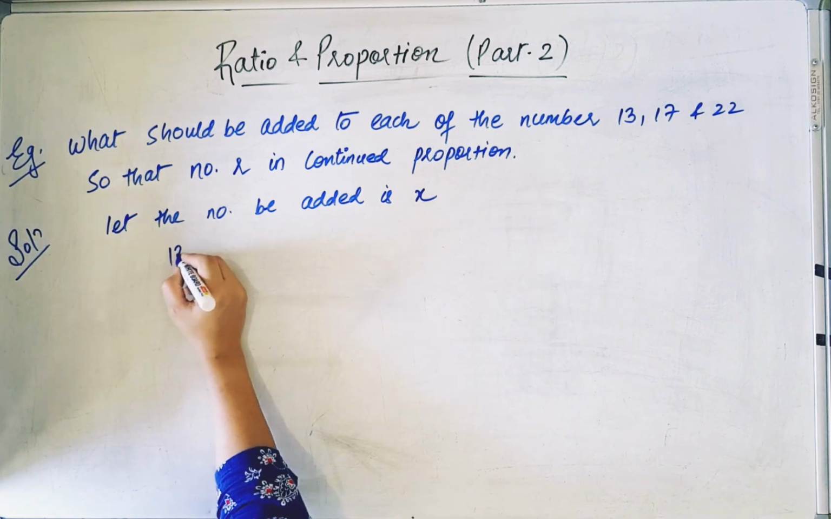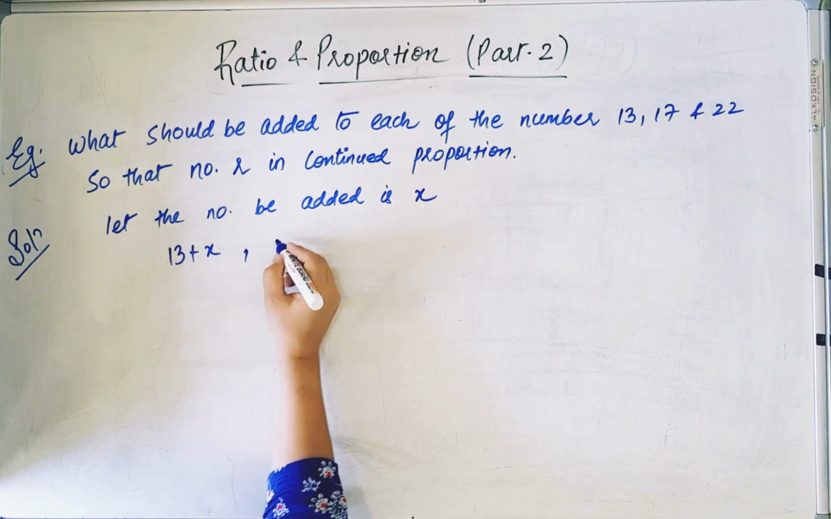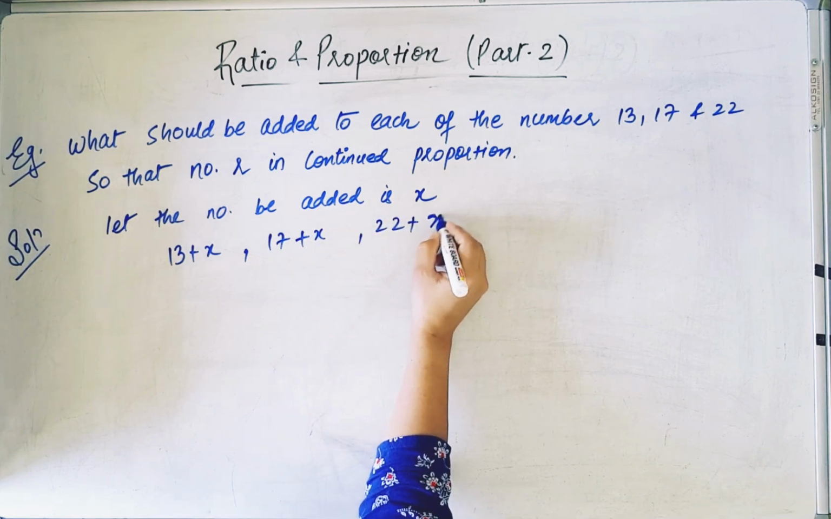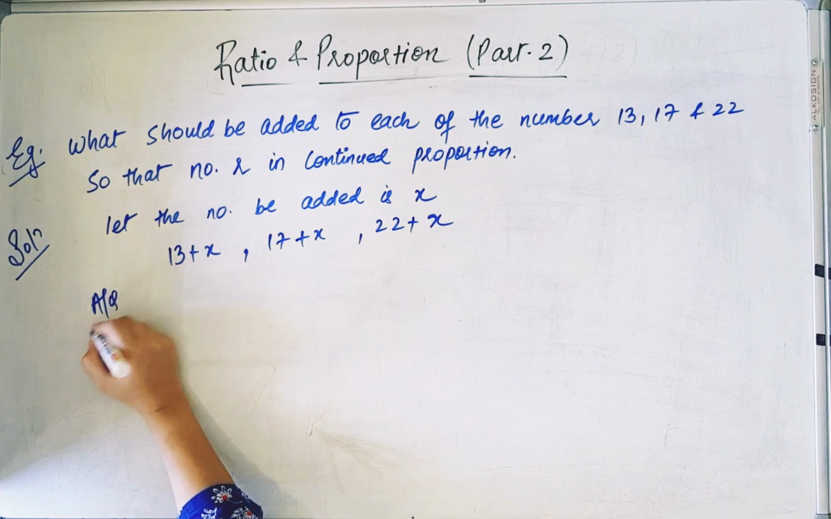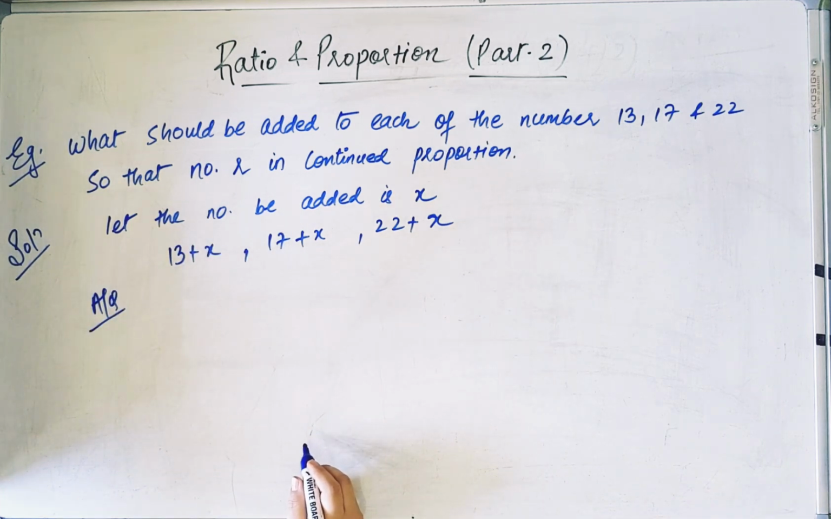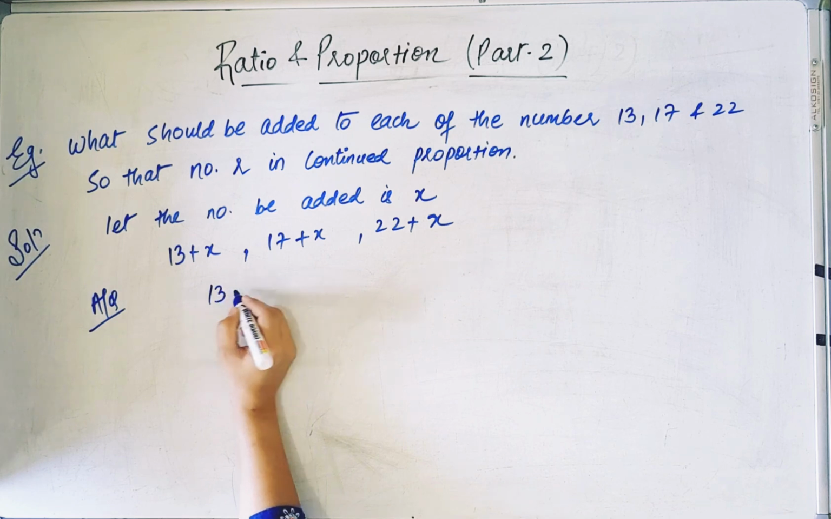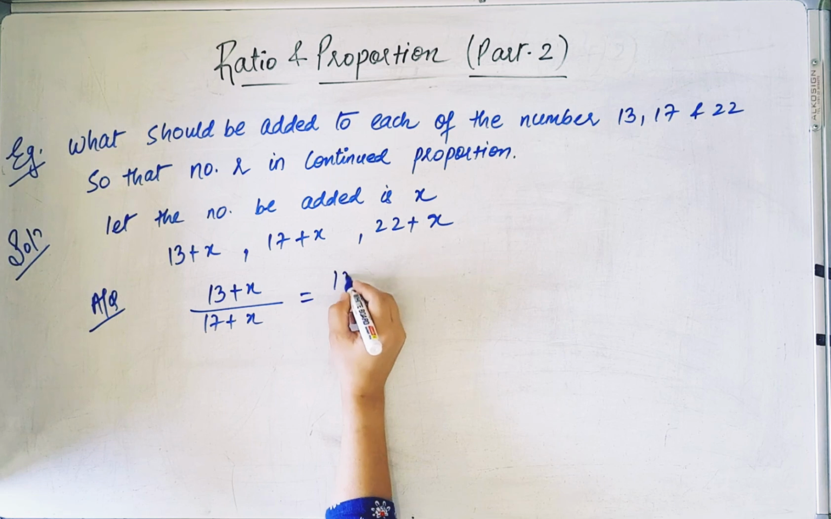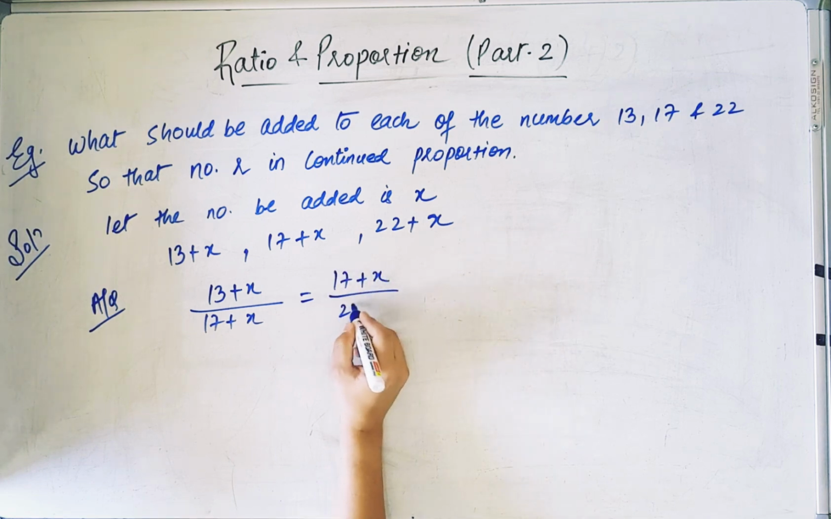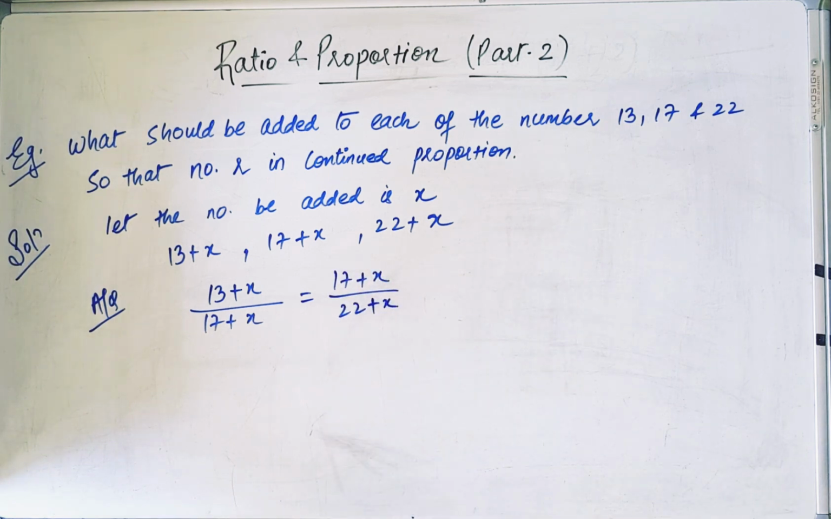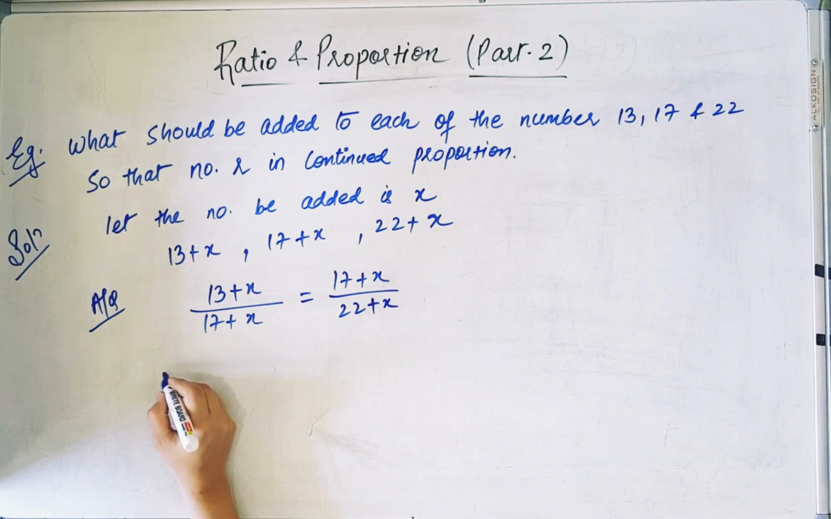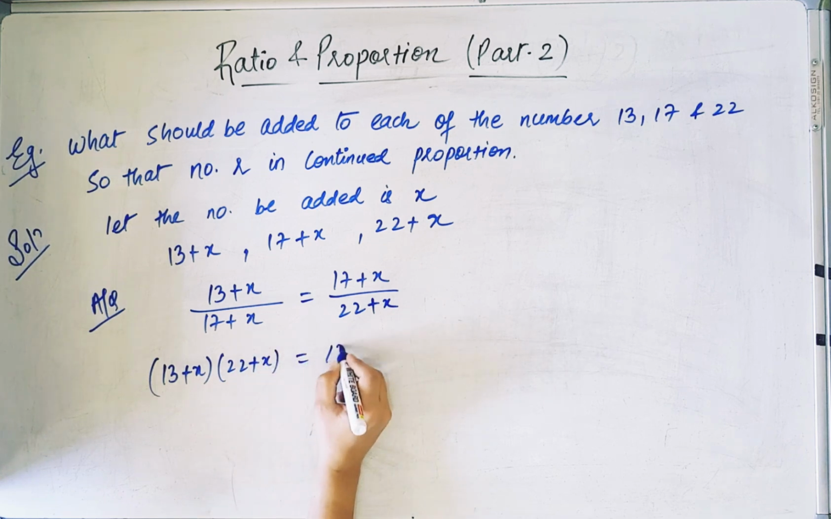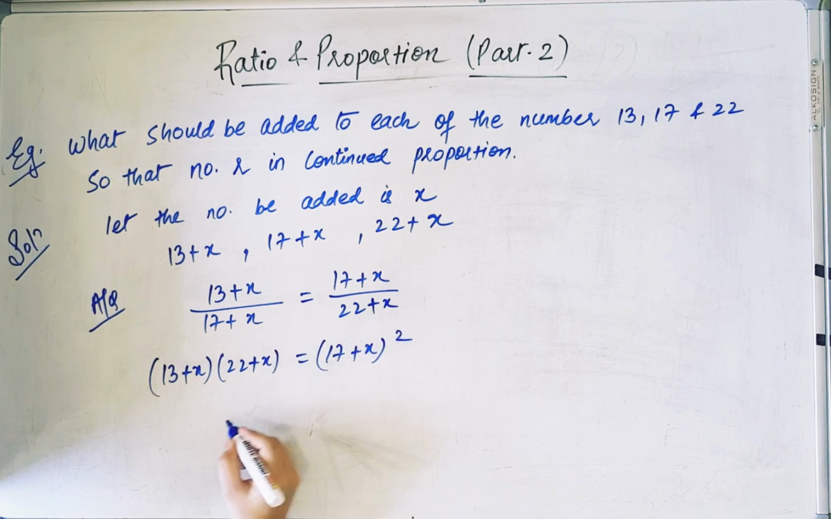X. So our quantities become 13 plus x, 17 plus x, 22 plus x. Now as they have mentioned that this is in continued proportion, the first term is to the second term equals the second term is to the third term. Now we will cross multiply it. 13 plus x into 22 plus x equals 17 plus x whole square.